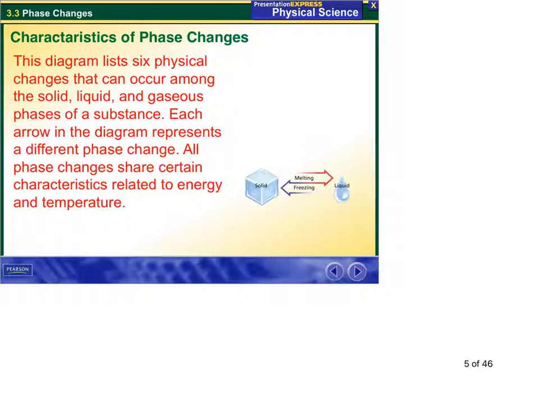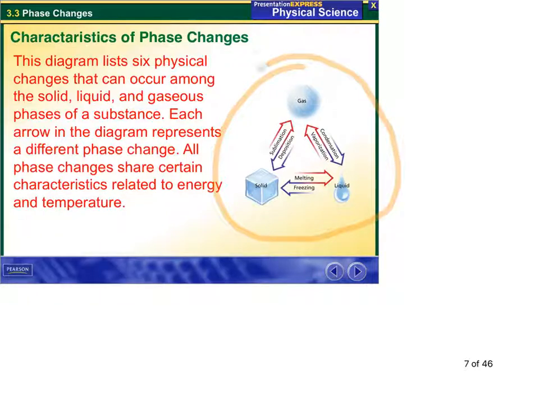Get a little diagram here illustrating the phase changes. Solid to liquid, melting and freezing. Between gas and liquid, we talk about condensation and vaporization. And between gas and solid directly, without going to the liquid phase in between, we talk about sublimation and deposition. Put down a little chart like this in your notes. Some of the arrows are red, indicating energy is being added. Some of the arrows are blue, energy is being taken away.